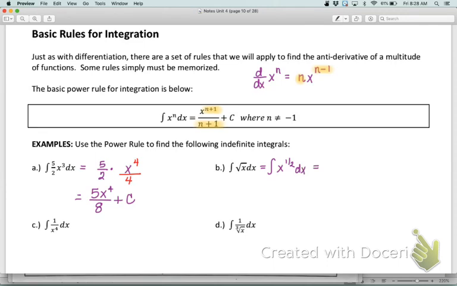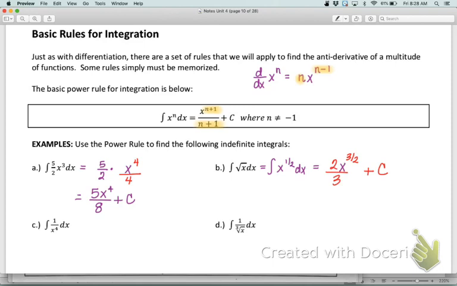For b, we want to rewrite this as x to the 1/2 dx. So again, to start here, we need to start by adding 1 to the exponent. 1/2 plus 1 is 3/2. And then if I divide by 3/2, that means I multiply by the reciprocal, 2/3, plus c. That's the answer that you get.